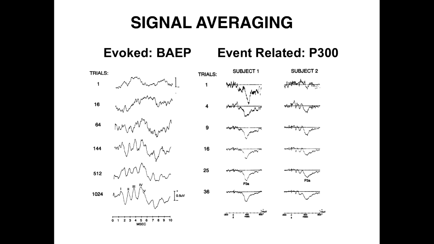This is one trial. You don't see anything. Here's 16, 64 trials, 144. We're beginning to see this emerge, but by 1,024 trials, we get a beautiful brainstem auditory evoked potential. Everybody in this room would get one, wave one auditory nerve on up to your inferior colliculus. Beautiful activity, highly reliable. It tells me whether or not your hearing apparatus works. If this is abnormal, you need to be seen by, other things need to be done, basically.